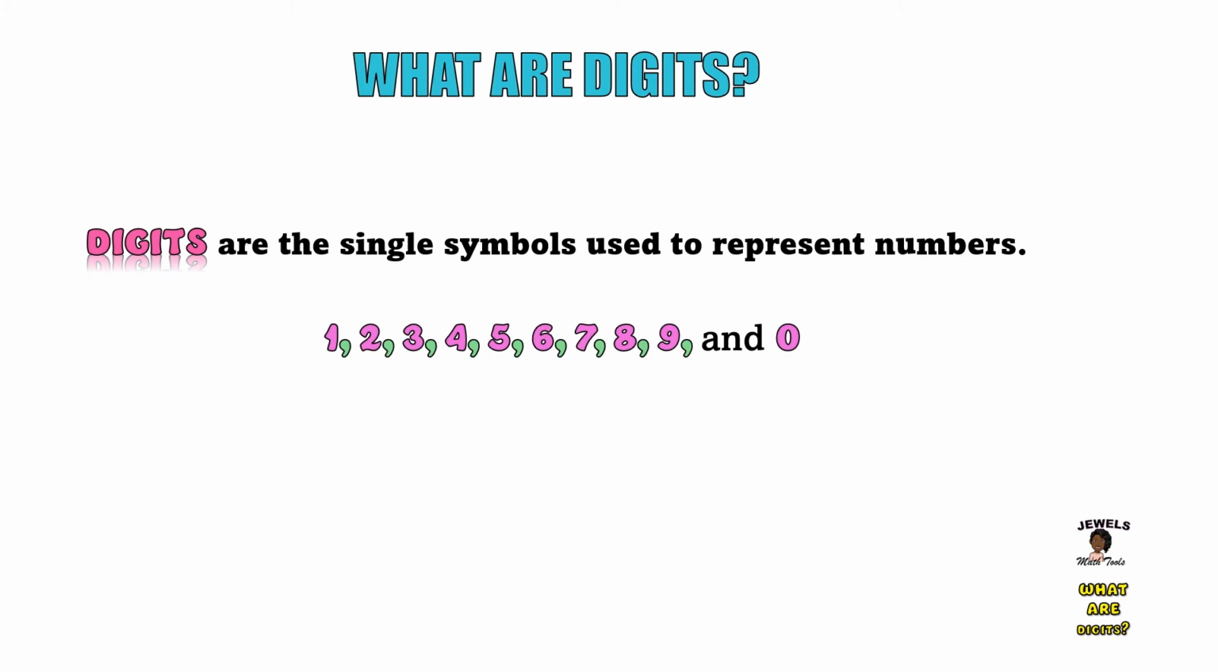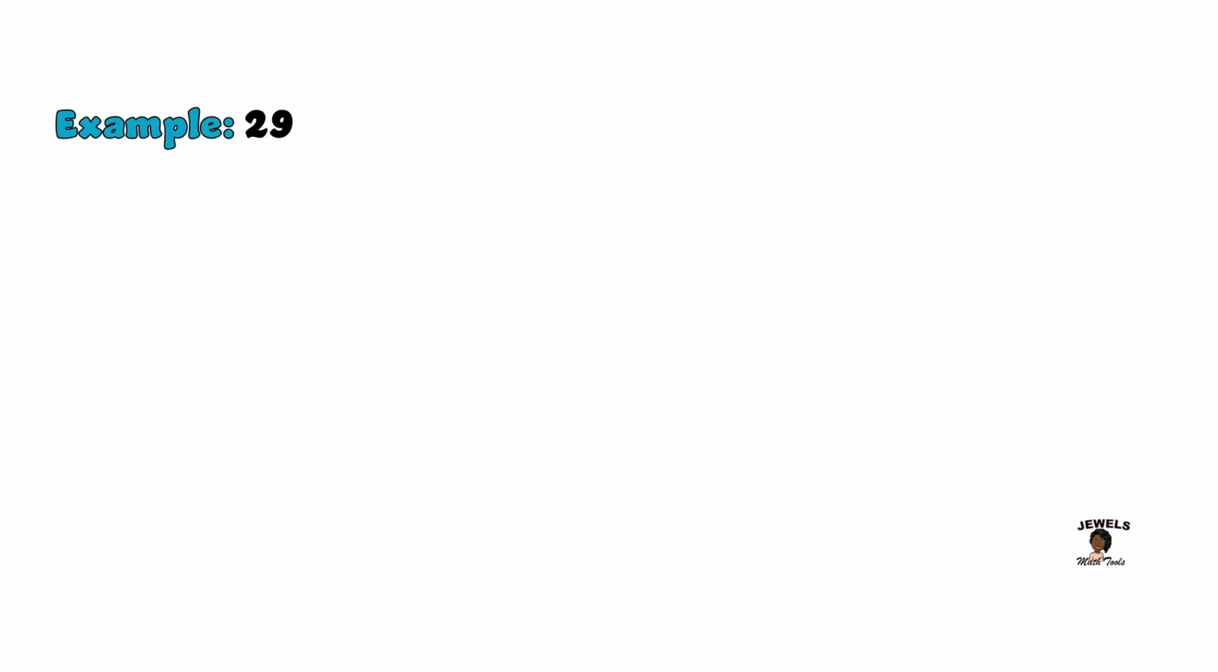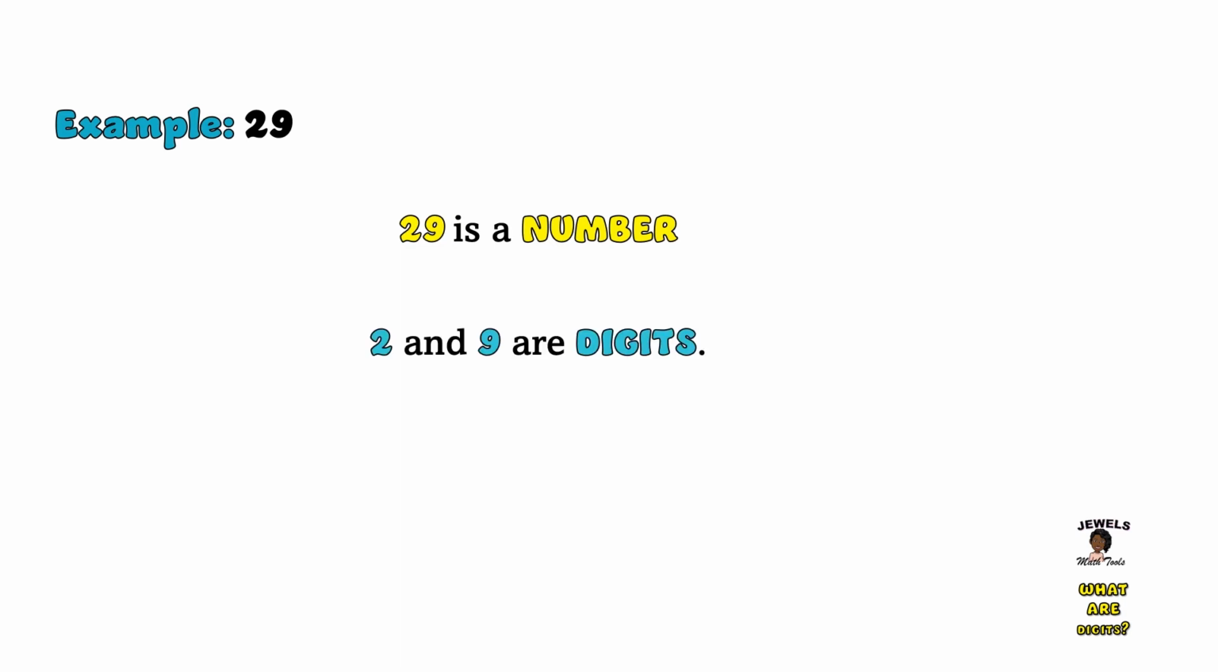And I know that in looking at digits, it can be confusing sometimes to think, how do I know if I'm looking at a digit and how do I know when I'm looking at a number? So let's look at an example. So in our example, we have the number 29. Now 29 is what we call a number, but the numbers 2 and 9 are what we call digits.